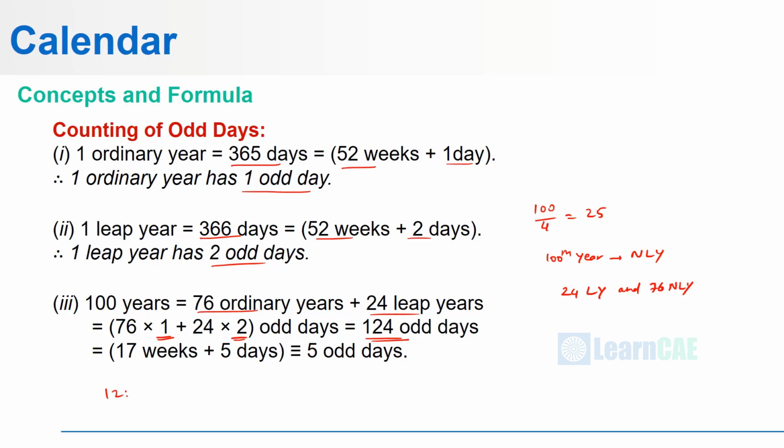So 124 can be written as 119 plus 5. This 119 is nothing but 17 weeks, that is 17 into 7 plus 5. 17 into 7 is equal to 119. Therefore, these are all complete whole weeks and there are 5 days extra. So 100 years has got 5 odd days. We have to remember this.